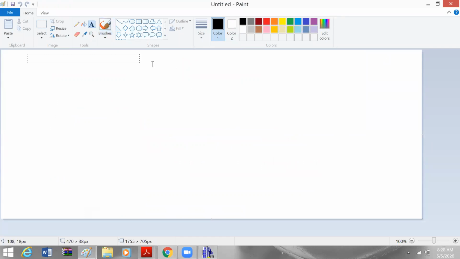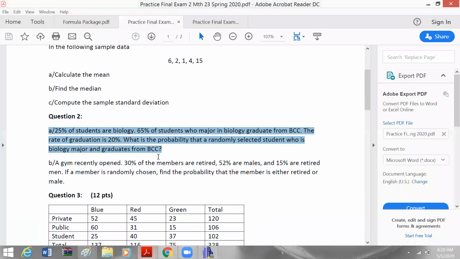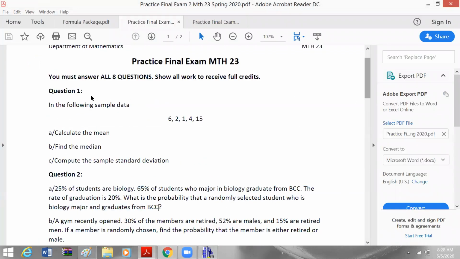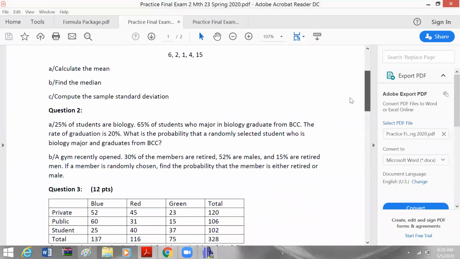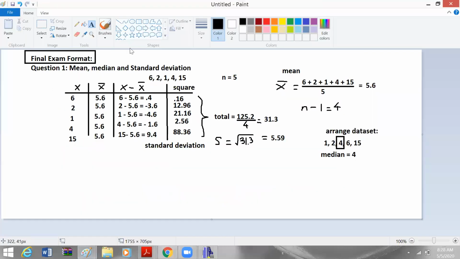Question number 2 is a different format for that part. Question number 2 will be 10 points, so each part is going to be 5 points. You can literally check that. The first question is going to give us 14 points. I did not put data points, so that should be 14 points.